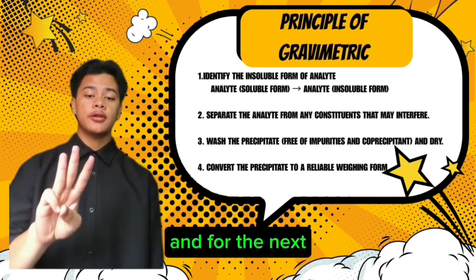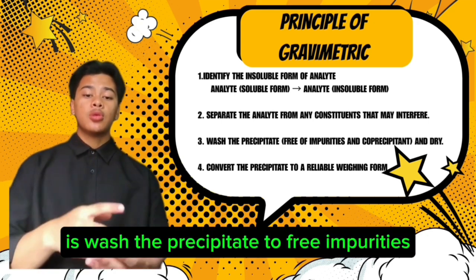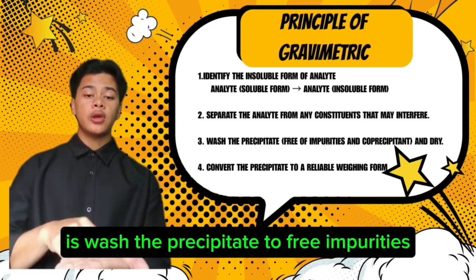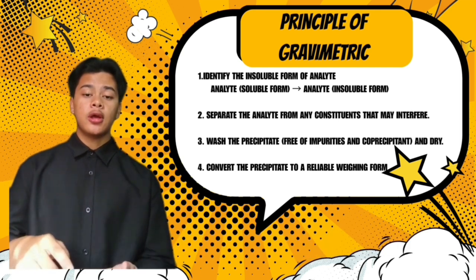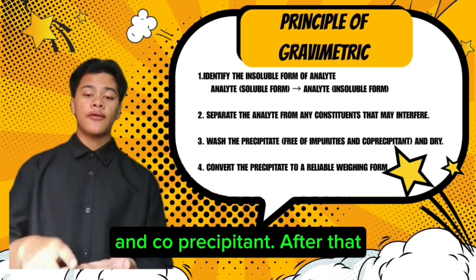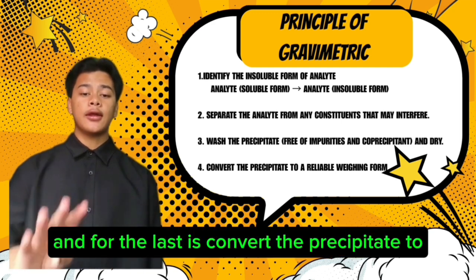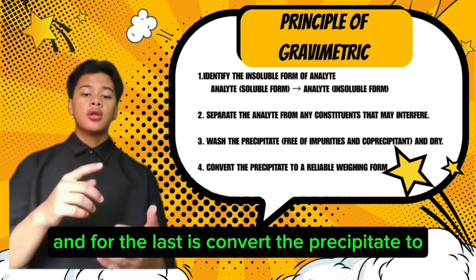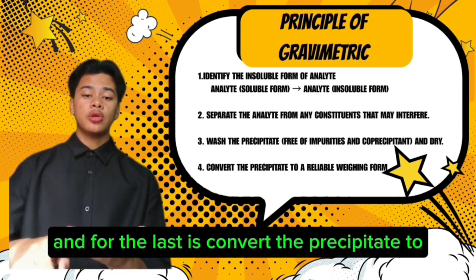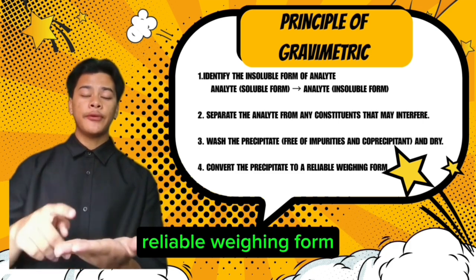Next, wash the precipitate to free it of impurities and co-precipitants. After that, dry the precipitate. And for the last step, convert the precipitate to a reliable weighing form.